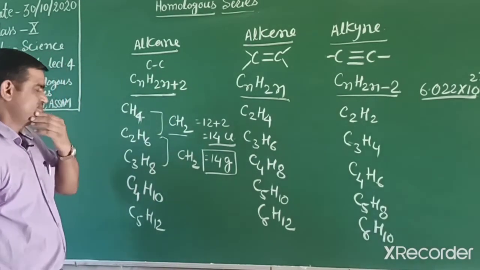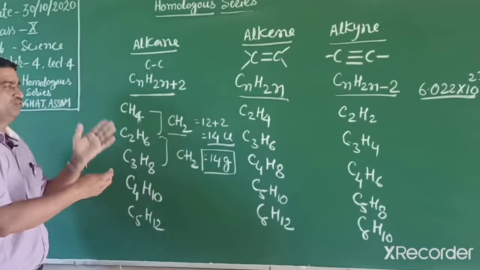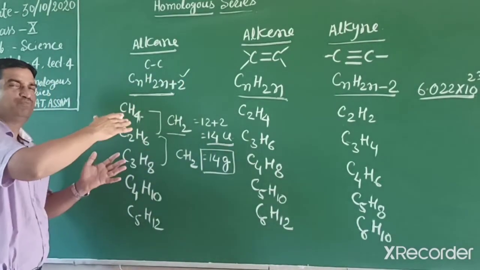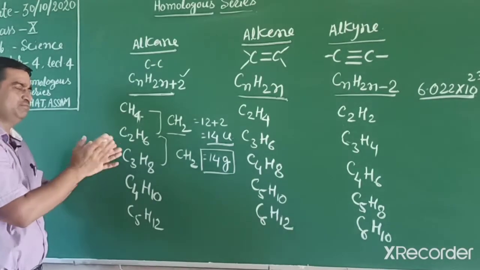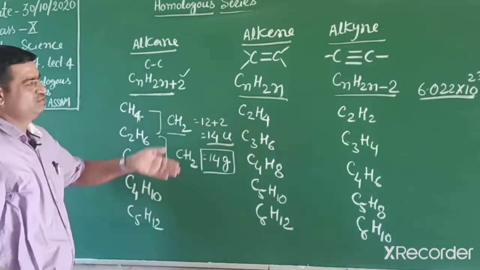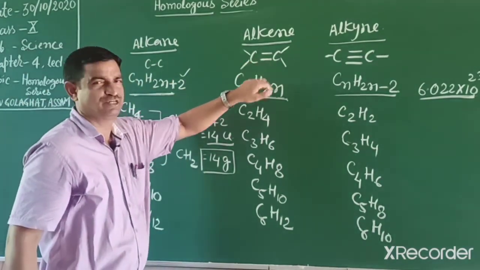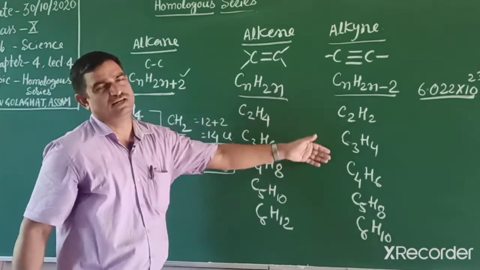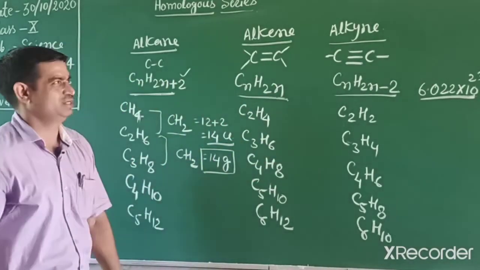Now what are the main characteristics? A homologous series is represented by a general formula. Chemical properties are almost the same. Physical properties are slightly different, due to the presence of the same functional group. So chemical properties of alkene are almost the same, alkyne also the same, alkane also the same.